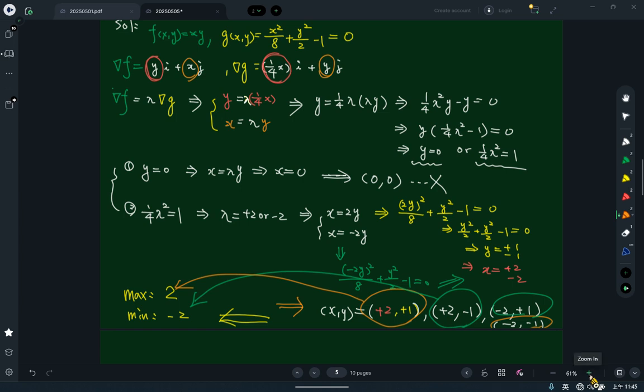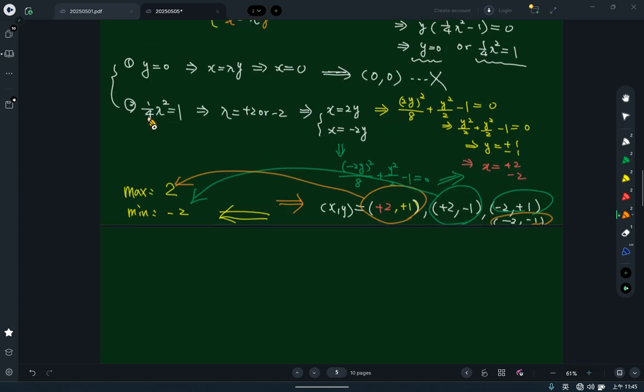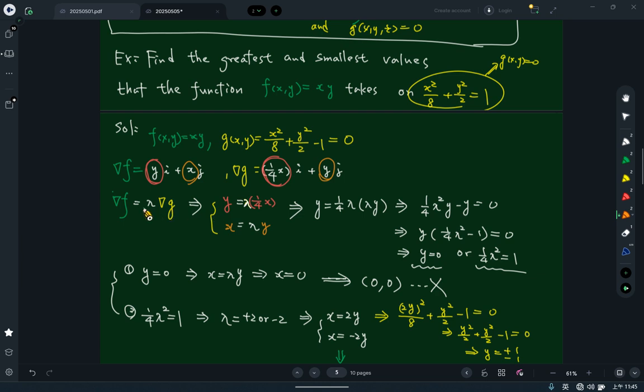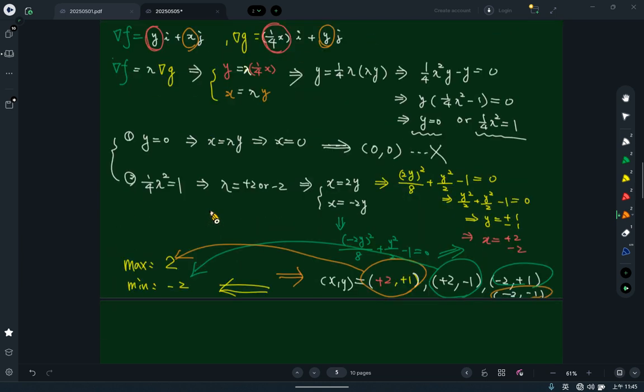Okay, so this is the solution to get the answer. Don't worry, later I will explain it again. But I just want to use this case to explain why these two gradient vectors will be parallel. I will show you.